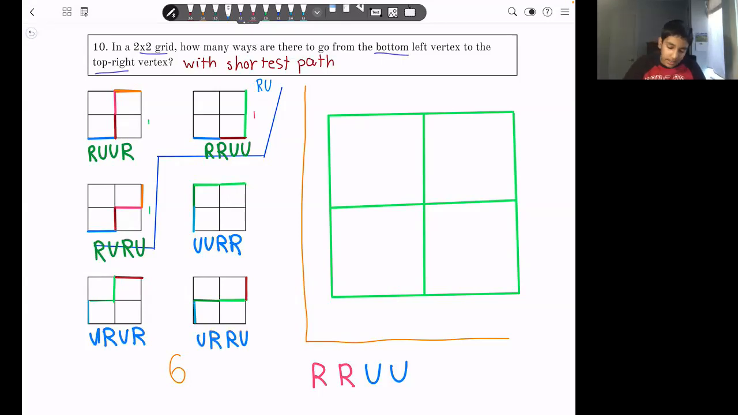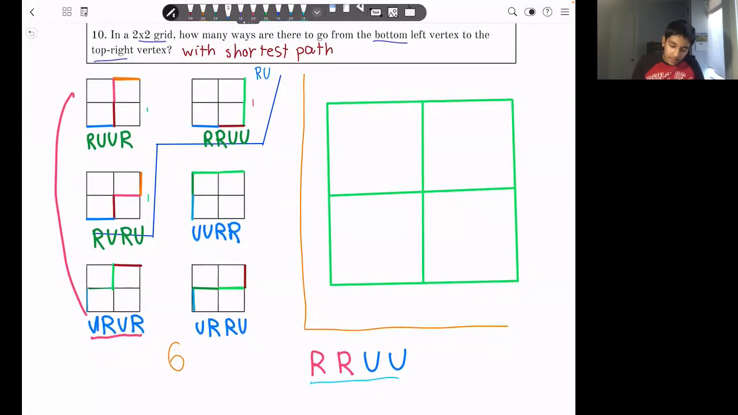So we see that in each of these grids, they correspond to an ordering of this word. Whenever we order these letters in any way, we always get a valid path, because we really just have to take some right steps and some up steps in some order that we don't know. And now we have to order all these letters somehow. So now how can we do this?